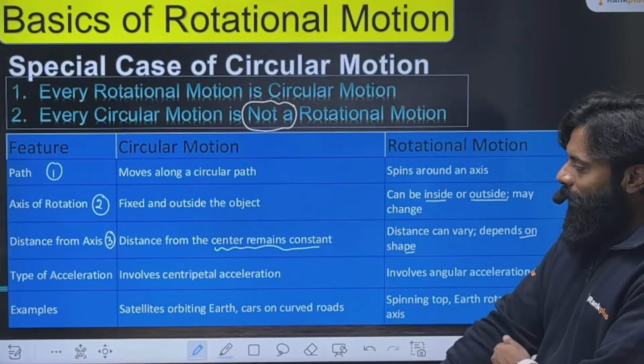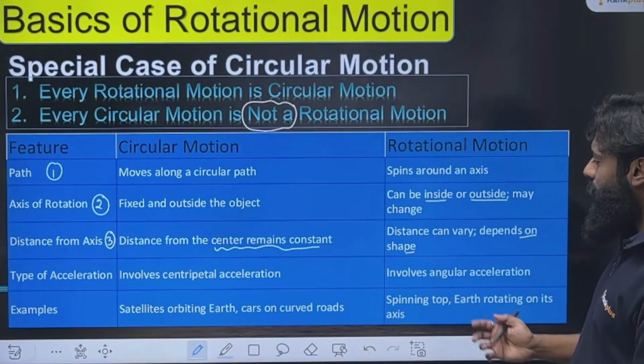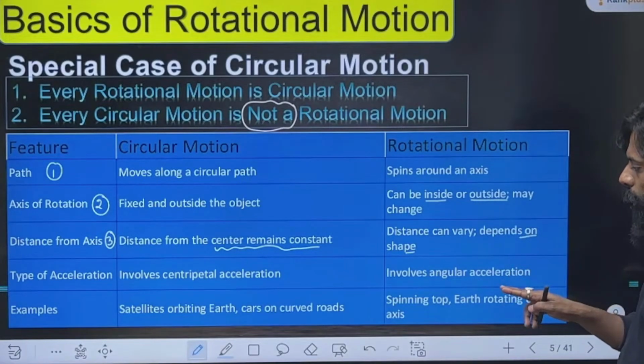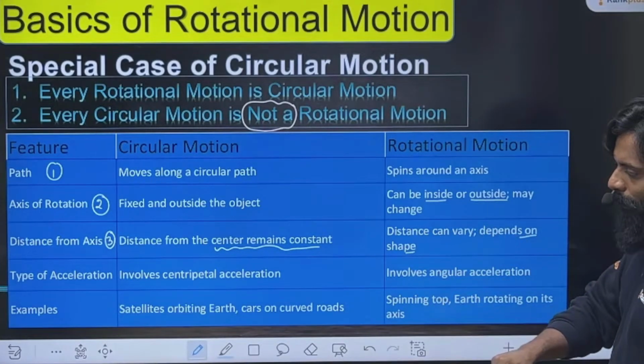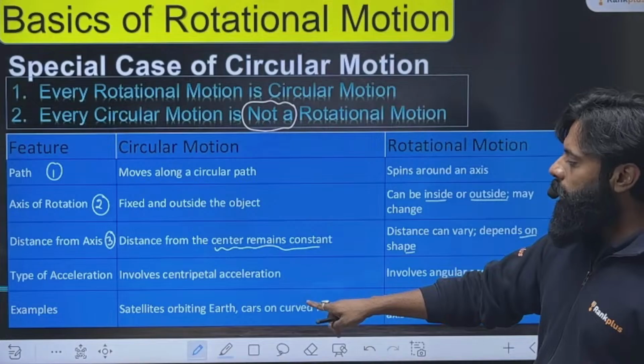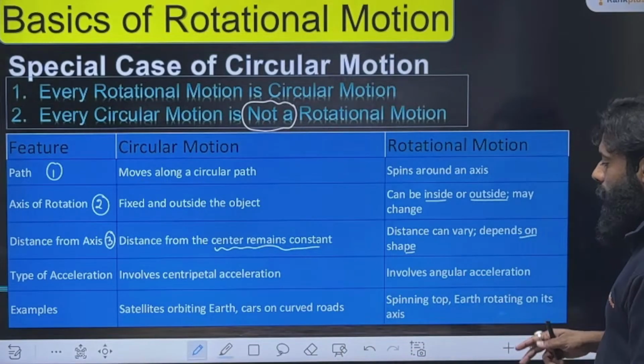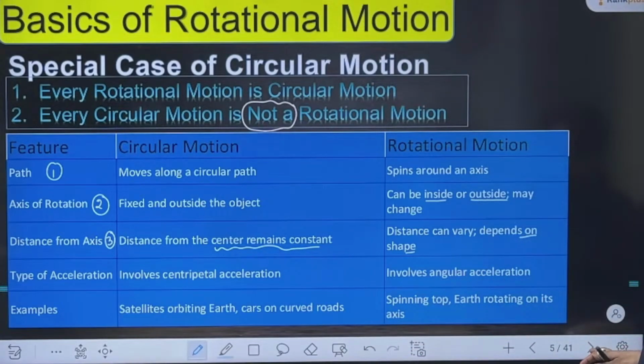Next is the type of acceleration. Circular motion includes the centripetal acceleration. Rotational motion also involves the angular acceleration. Examples for circular motion are a satellite orbiting Earth, cars on a curved road. For rotational motion, a spinning top, Earth rotating on its own axis.